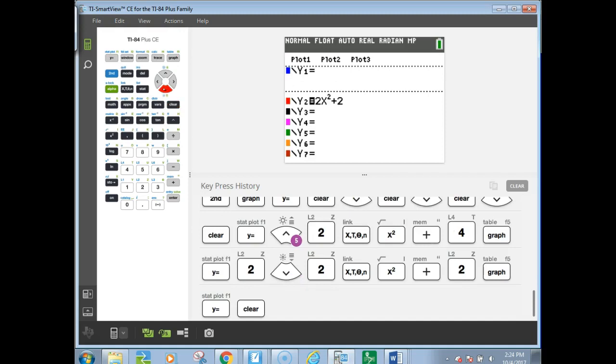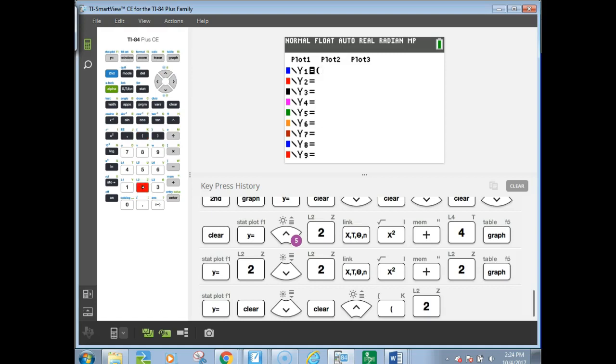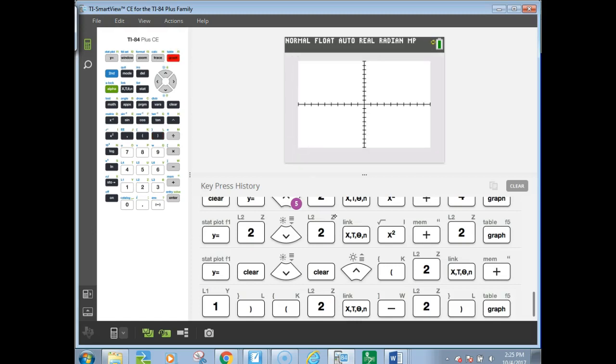Clear out what you already had in there. Okay, so it's 2x plus 1 times 2x minus 2. I'm going to go up to the first line, and you're going to have to put in the parentheses, just like it reads. Not the fastest at typing these in. Okay, so this is still a parabola.